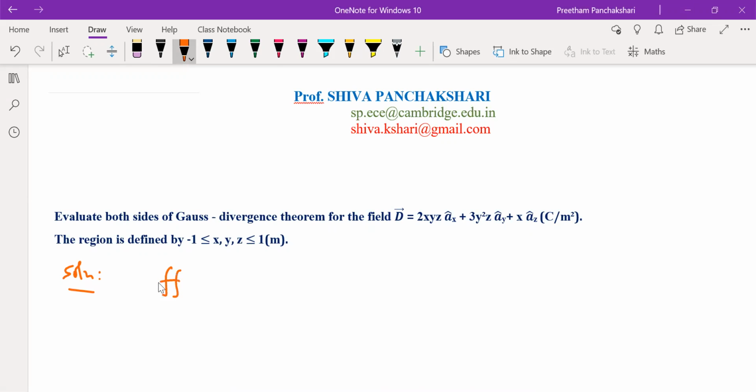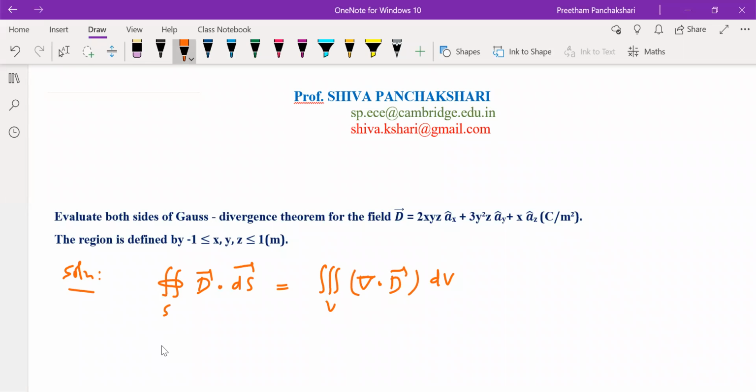That is, surface integral of D over a closed surface is equal to volume integral of divergence of D throughout volume enclosed by the surface S.